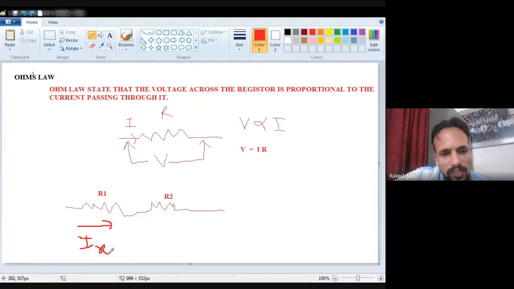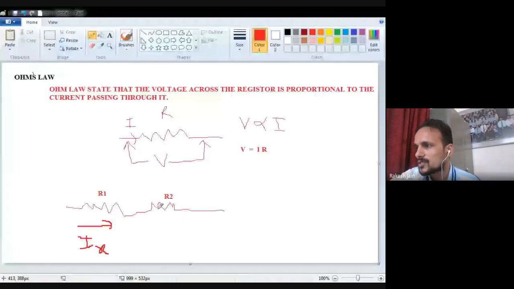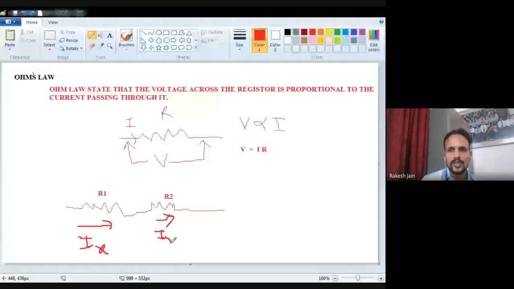Then what is the current through this R2 resistance? Remember the rule: whenever resistances are in series, the current is always equal. So if the current through R1 is Ix, then because both are in series, the same current Ix will pass through R2 also.